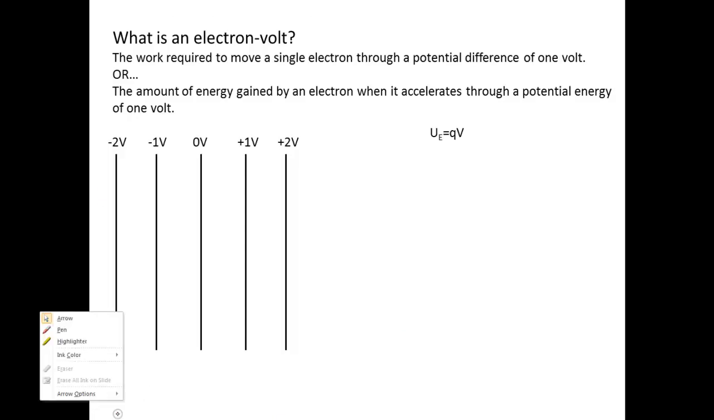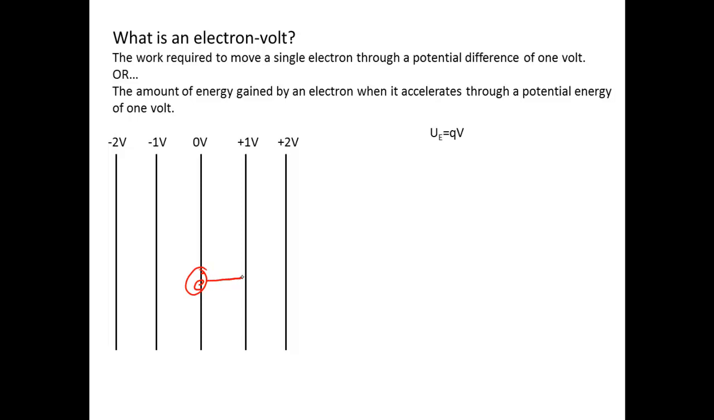So now we have to define what an electron volt is. An electron volt is the work required to move a single electron through a potential difference of 1 volt. So if I've got a negative electron, I'm just going to use that symbol, and I just let go of it, it's going to go from here to there. Remember, it's going to go from a region of low potential to a region of high potential. That's if I just let go of it.